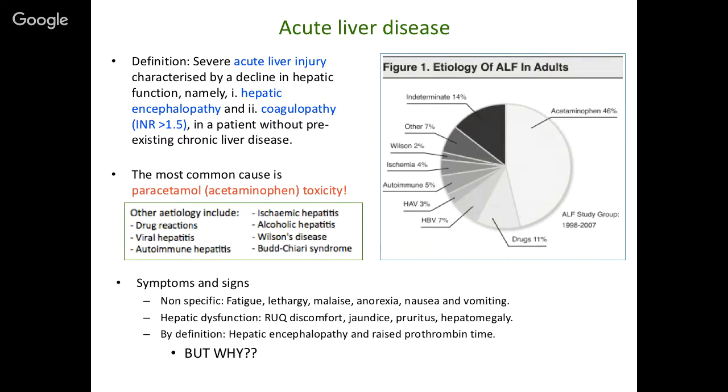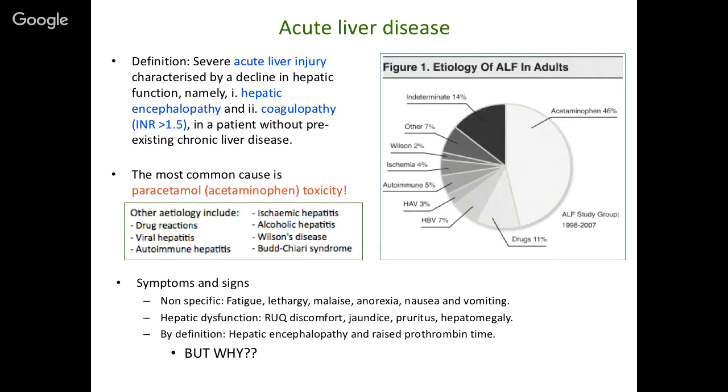In terms of presentations, you can get very non-specific ones: fatigue, lethargy, malaise, a few very general abdominal ones as well. Hepatic dysfunction, so that's kind of moving on a bit further. So that right upper quadrant, it's often more discomfort, or it's a nagging sort of discomfort rather than pain specifically, but it can be painful. Jaundice due to the raised bilirubin, pruritus and hepatomegaly as well.